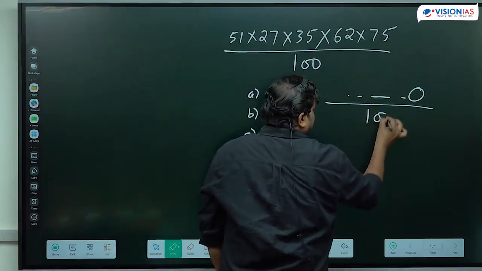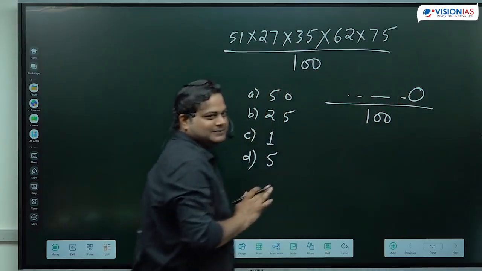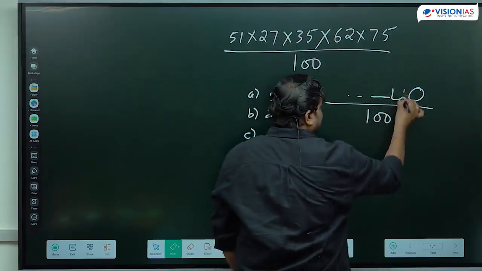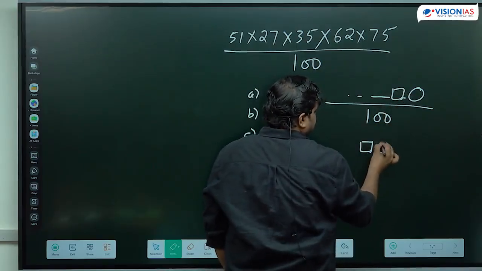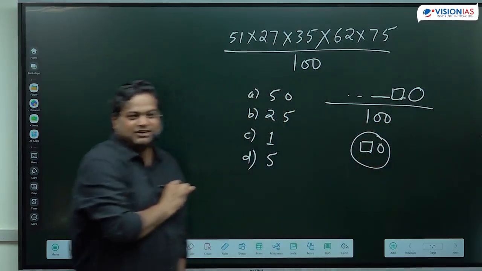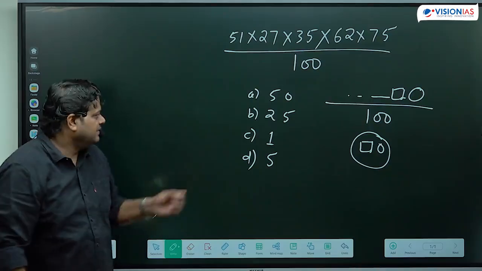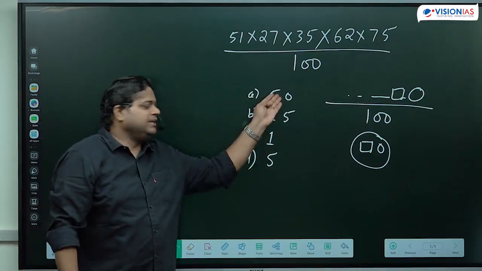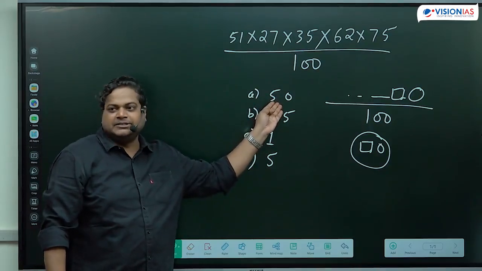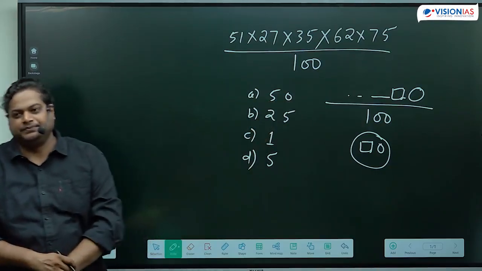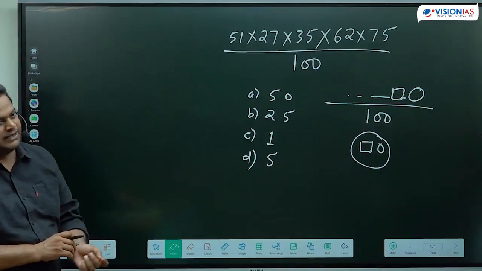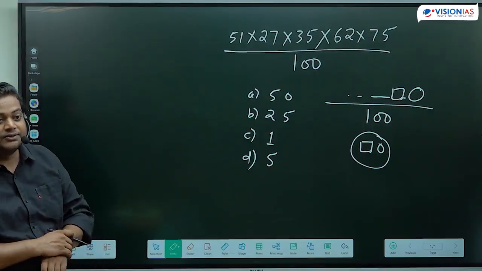If we divide by 100, what remainder we are going to get? This number and 0. ये होगा हमारा आंसर. We don't know कि what is there at this place. We'll check with the options. Only one option. जहाँ पे unit place पे we are getting 0. आंसर आ जाएगा. Sorry.